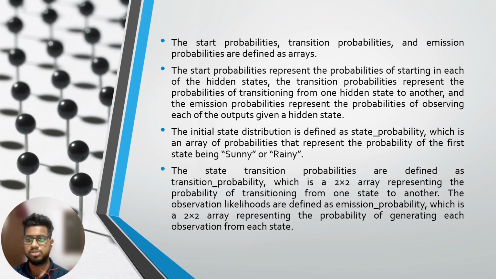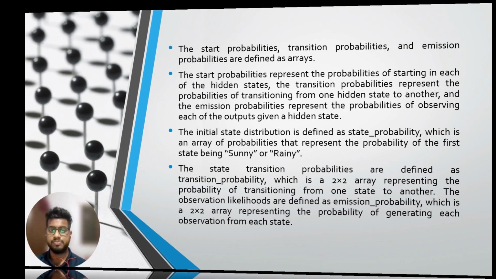The initial state distribution is defined as state probability, which is an array of probabilities that represent the probability of the first state being rainy or sunny. The state transition probabilities are defined as transition probabilities, which is a 2 times 2 array representing the probabilities of transition from one state to another. The observation likelihoods are defined as emission probability, which is a 2 times 2 array representing the probability of generating each observation from each state.